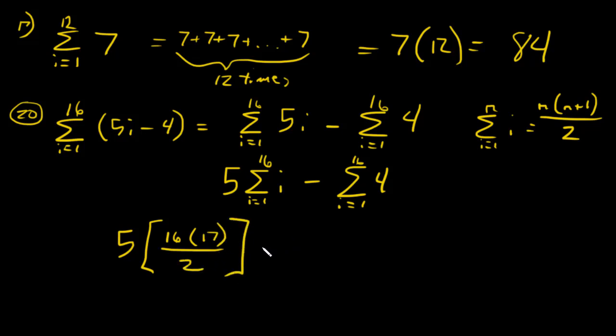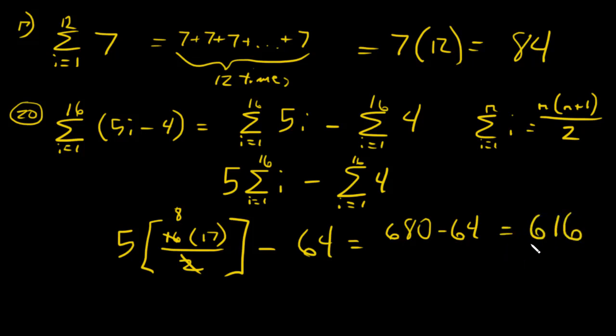Okay? Minus, well, this is just 4 times 16, 64. Alrighty, so let's see, that's 2, that'll go in that 8. 8 times 5 is 40, times 17 is 680, minus 64, I think that's right, 616 should be your answer.